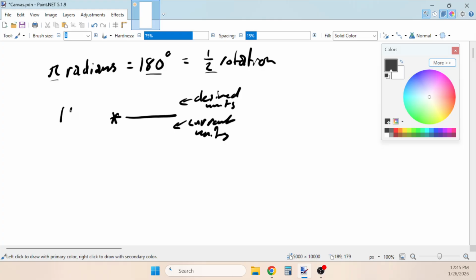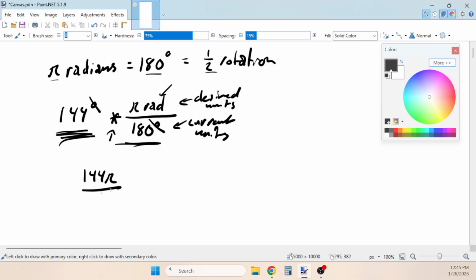So if I have something like 144 degrees and I want to convert that into radians, I know that pi radians is equal to 180 degrees. Since this fraction has equal numerator and denominator, the fraction equals 1. Multiplying by 1 doesn't change the value, so multiplying my angle by this fraction only converts units. The degrees cancel out, the radians are left behind, and it doesn't change the value, it just converts the degrees. So I have 144 pi over 180 radians.